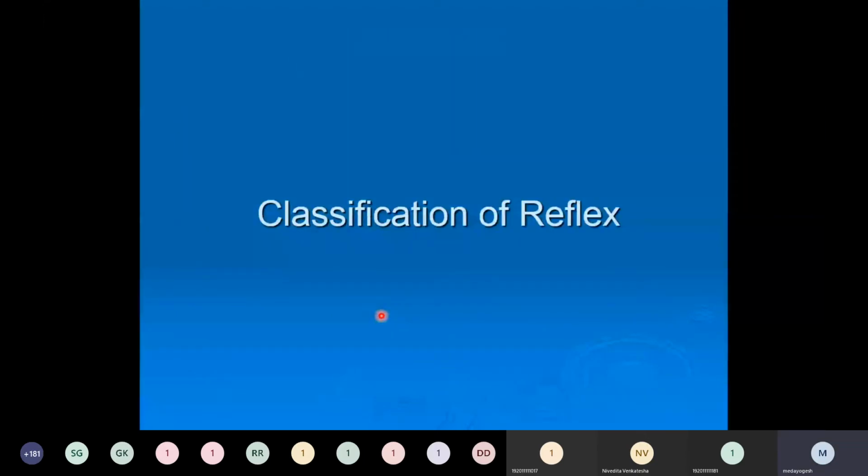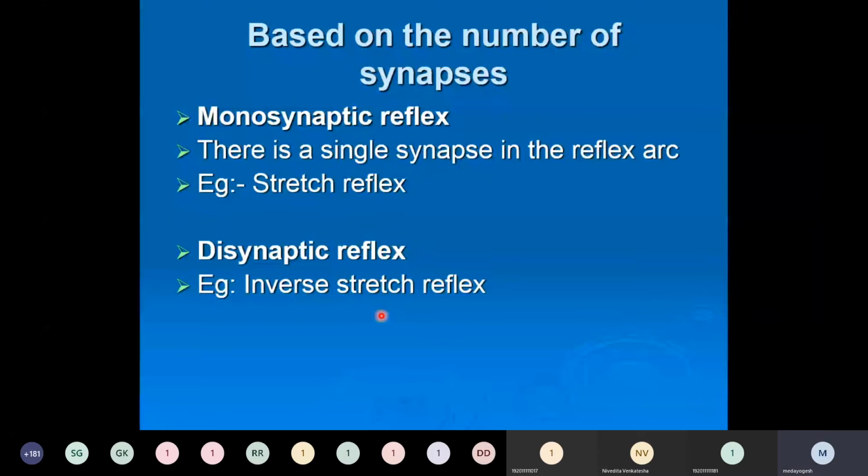Next is the classification of reflexes. So now there are various classifications. First is based on the number of synapses.